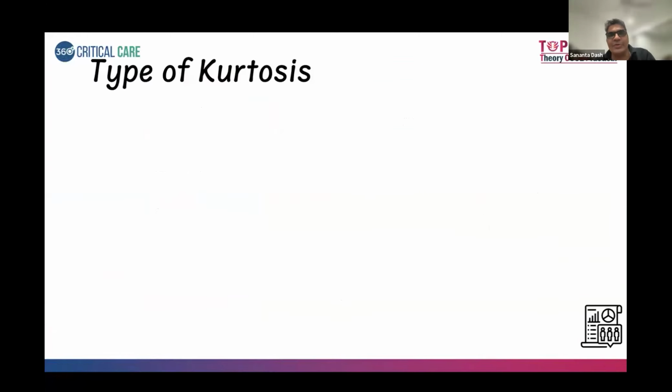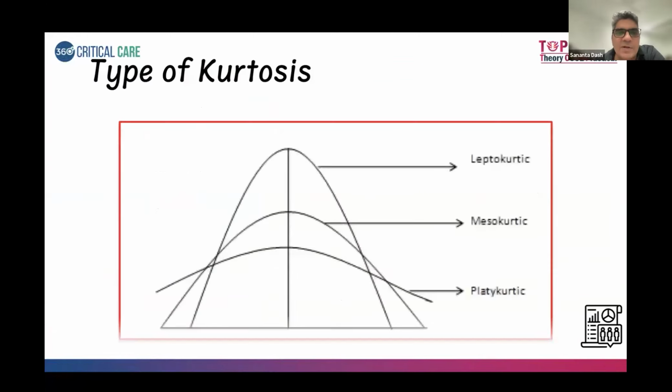Now, something called kurtosis. We talked about this waveform earlier: the same mean, but the distribution of the data is different. Normally distributed data is called mesokurtic, the middle one, which looks like a normal distribution curve.